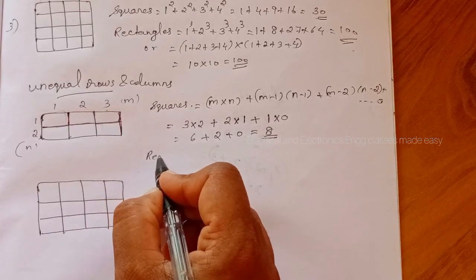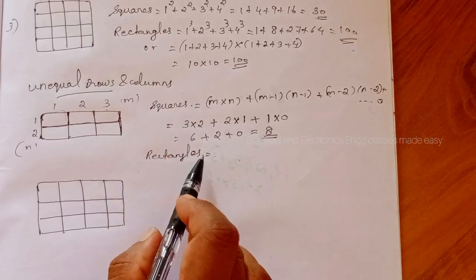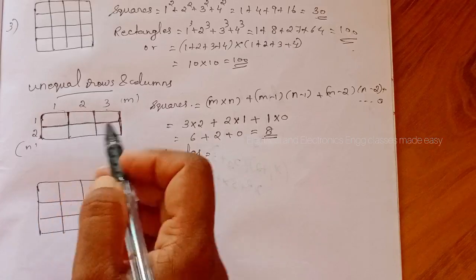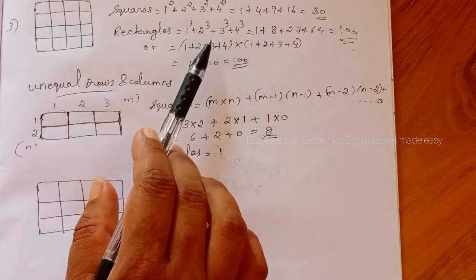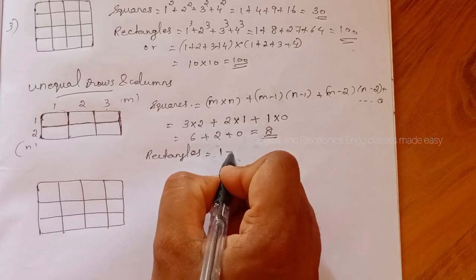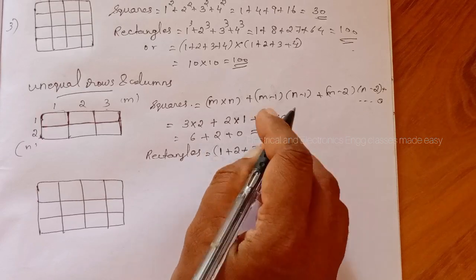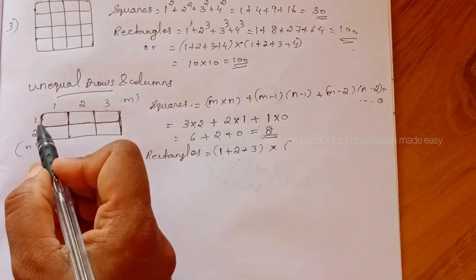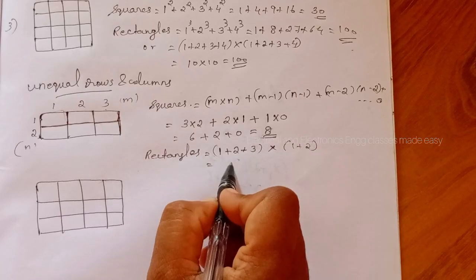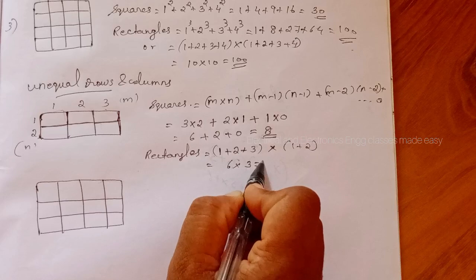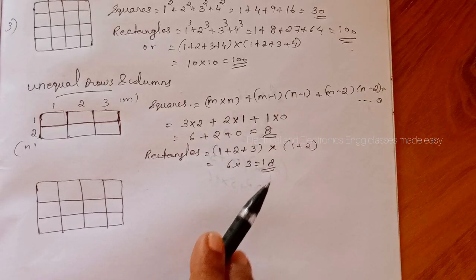Then what will be the number of rectangles? To find the rectangles, we use the second method from the previous problem, that is 1 plus 2 plus 3, into 1 plus 2, that is 6 into 3 equal to 18. So the number of rectangles equals 18.